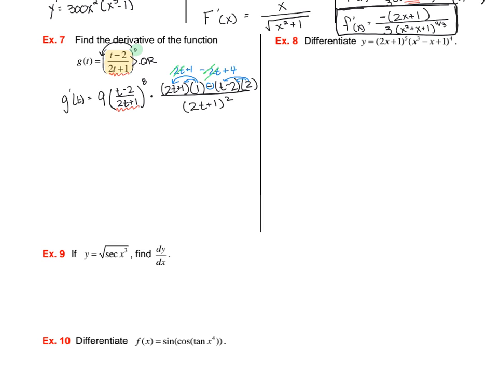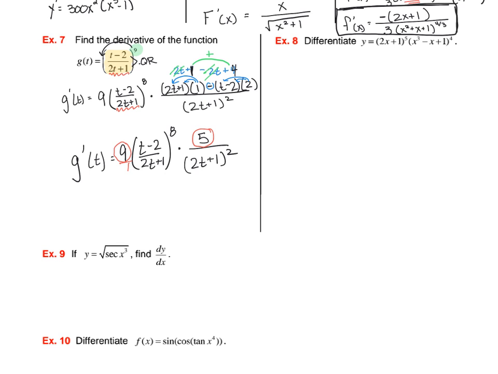My 2t's would cancel out because they're one positive, one negative. My 1 and my 4 would add together. And I would end up with 9 times (t minus 2) over (2t plus 1) to the 8th, times 4 plus 1, 5 over (2t plus 1) squared. And that would be a great place to stop. We could do a little bit more simplifying.